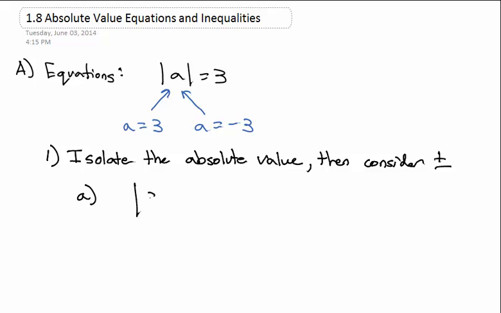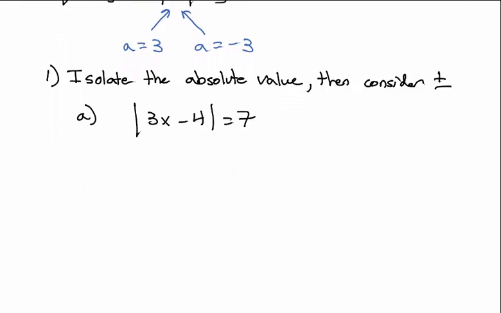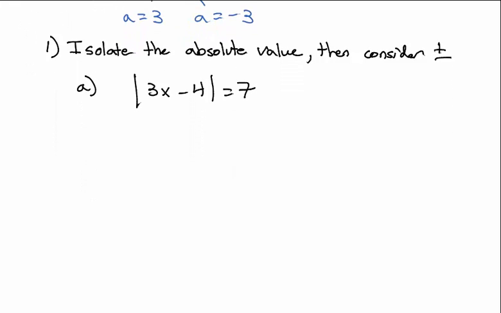So for example, if we've got the absolute value of 3x minus 4 equals 7, the absolute value here is completely alone, so all we need to do is consider what values inside the absolute value could give us a 7, which would be either positive 7 or negative 7. So 3x minus 4 might equal positive 7, or 3x minus 4 could equal a negative 7. And then the absolute value would make it positive. In other words, the way we remove an absolute value is by considering both the positive and negative solutions.